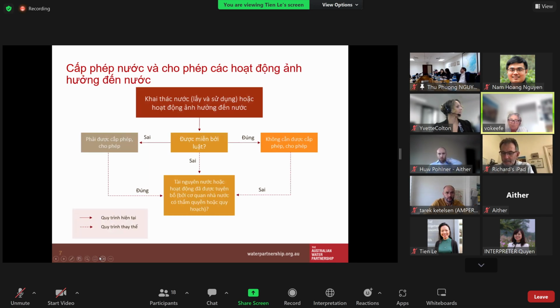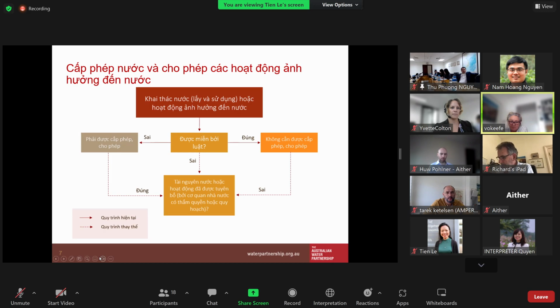So the way your law is currently set up, everything requires licensing unless it's exempt under the law. And I know you have exemptions in the decrees, in the supporting decrees, as well as some exemptions in the law.